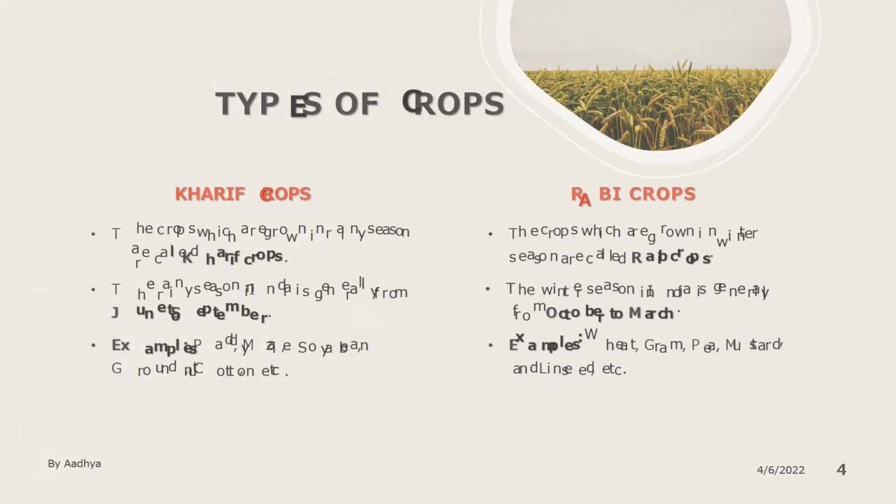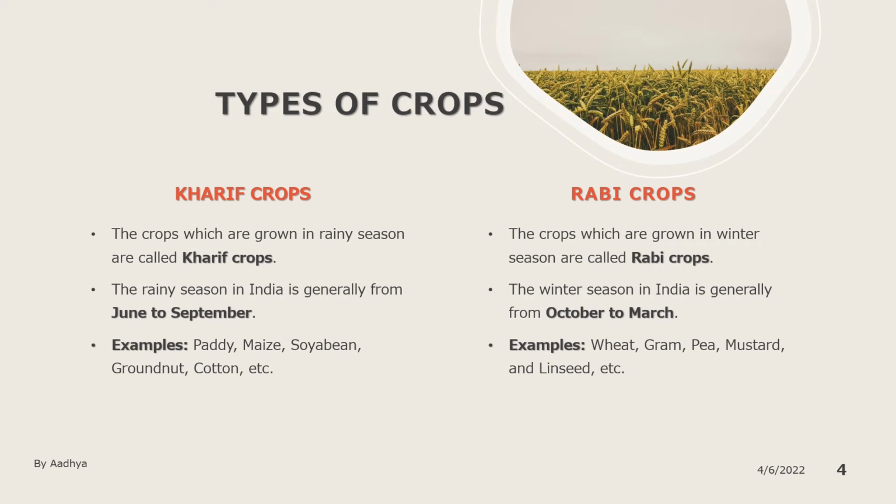Now, there are two types of crops, that is kharif crops and rabi crops. This question is very important. It can be asked as the difference between kharif crops and rabi crops, or can be asked as write the definition of kharif crops and rabi crops along with their examples. Right, so starting with the kharif crops.